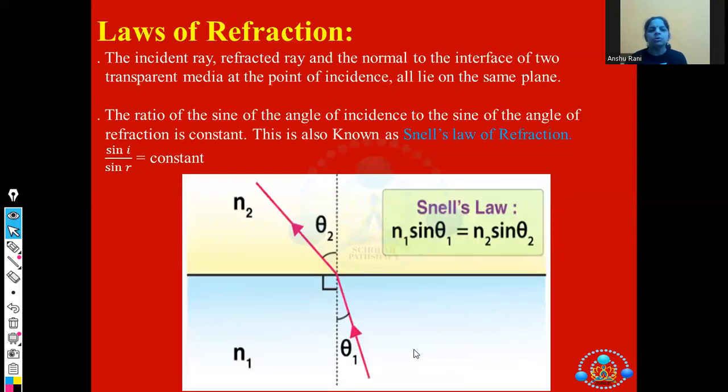Then we have laws of refraction. In laws of refraction, first law is incident ray, refracted ray, and normal to the interface of two transparent media at the point of incidence all lie in the same plane. Then the ratio of sin I upon sin R is constant. It is also known as Snell's law.